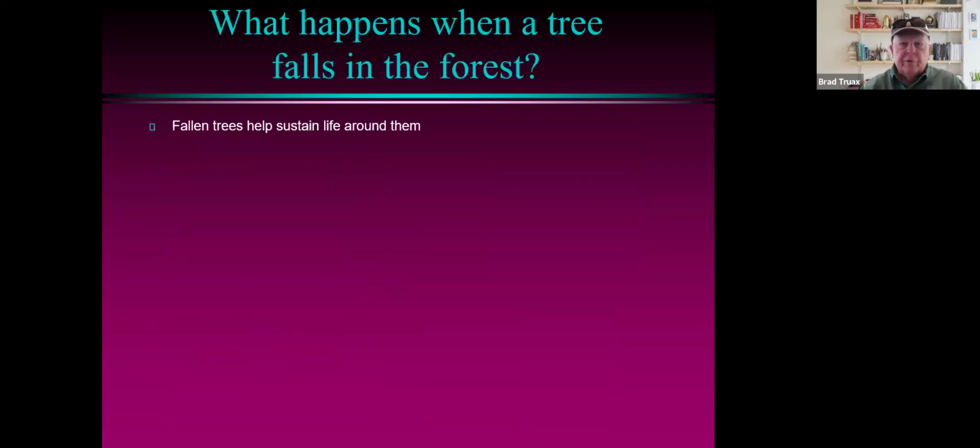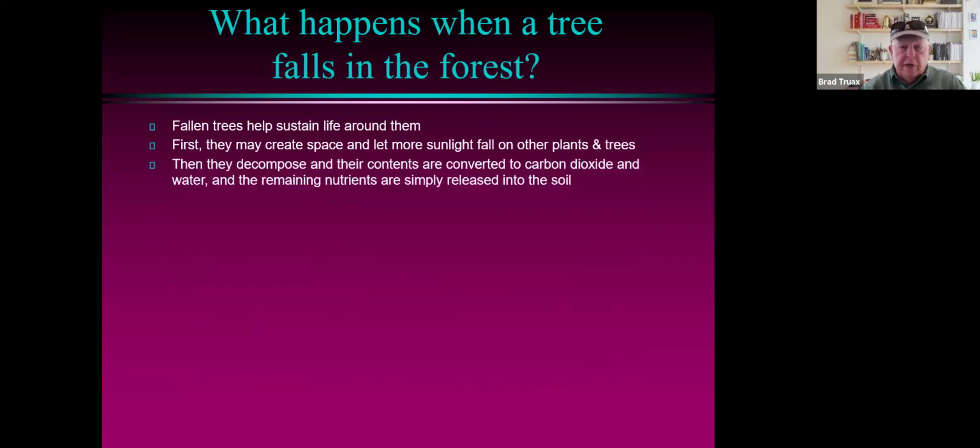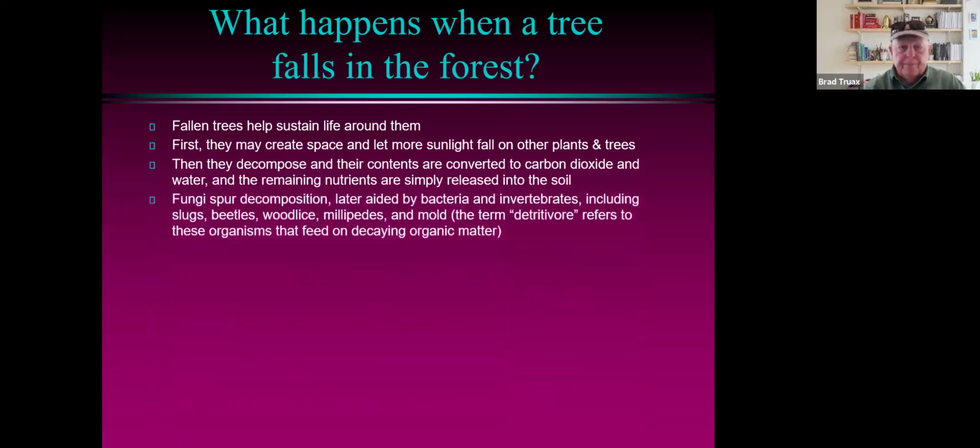So what happens when a tree falls in the forest? Fallen trees help sustain life around them. First of all, they might create some space and let more sunlight fall in so that the other plants and trees can flourish. But they also decompose, and their contents get converted to carbon dioxide and water, and the remaining nutrients are simply released into the soil.